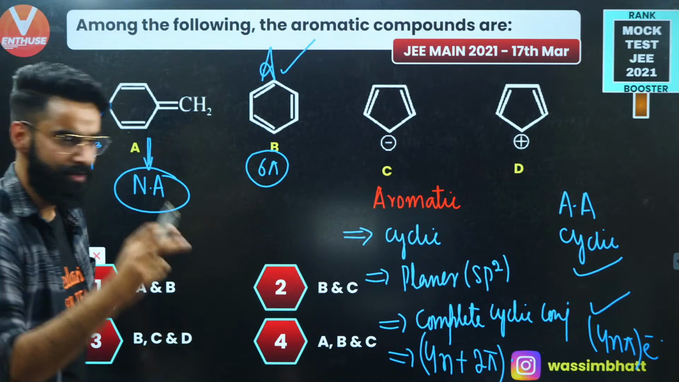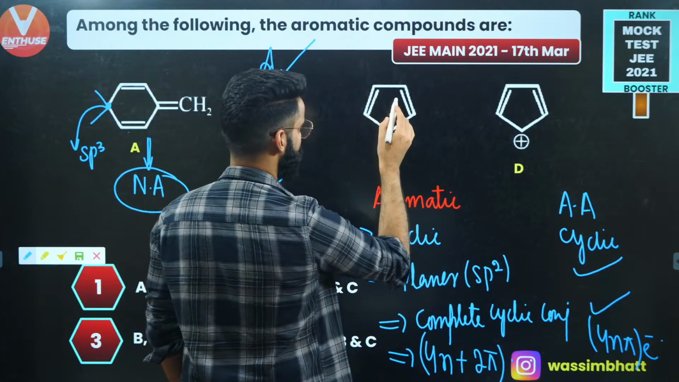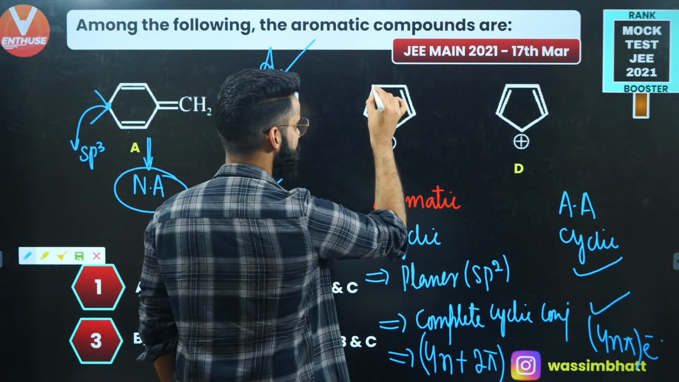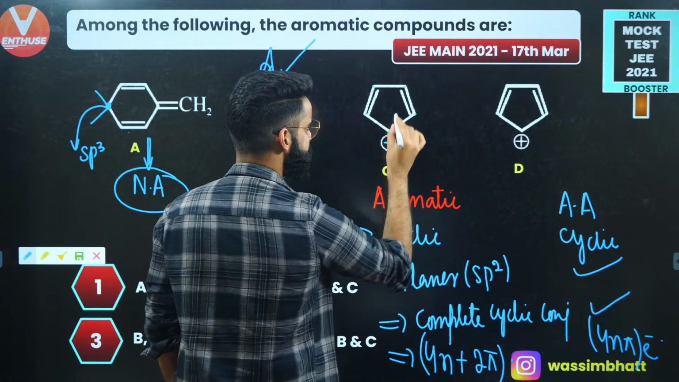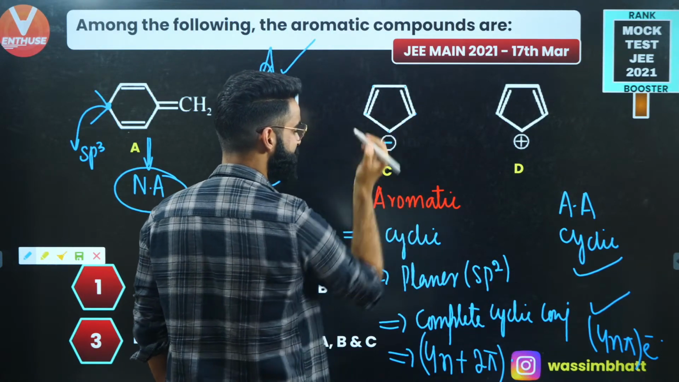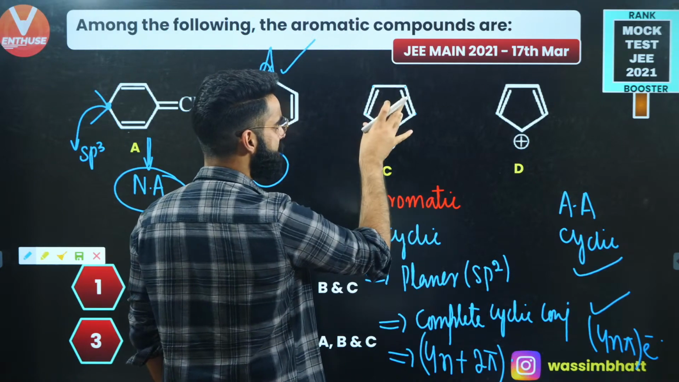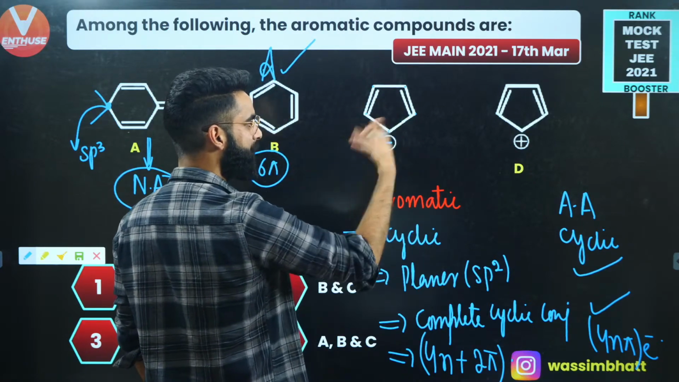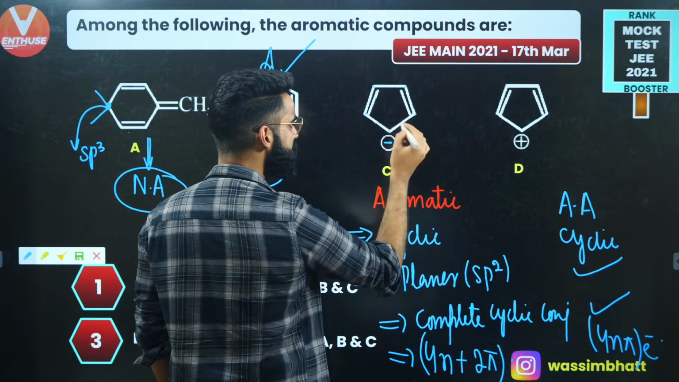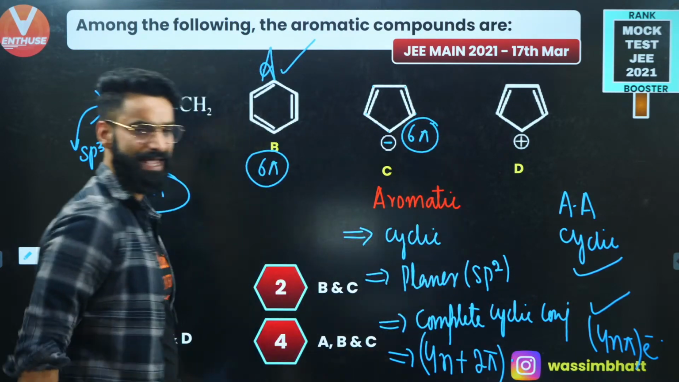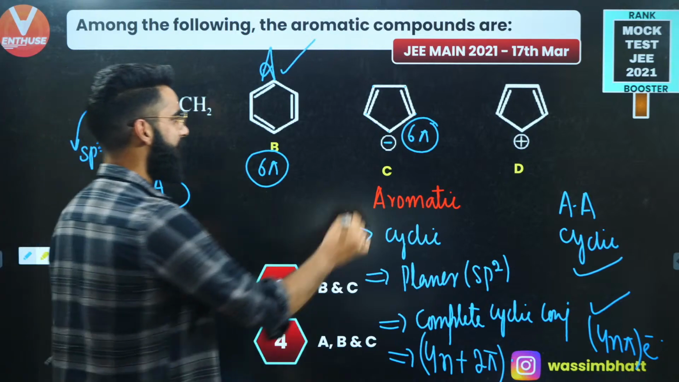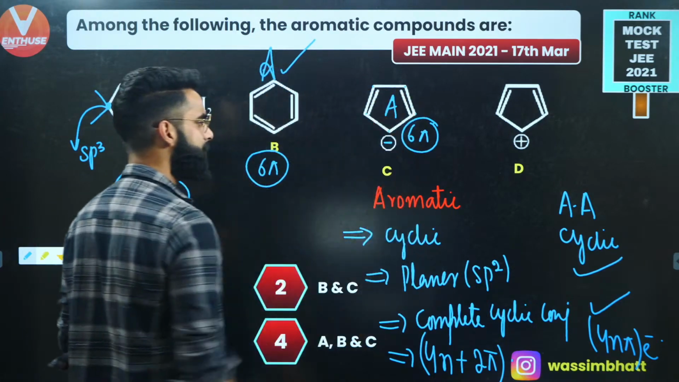Now, if you look at this one, the molecule is cyclic. Every carbon over here is sp2, right? And this negative charge is in conjugation with this pi bond as well as this pi bond, right? And how many pi electrons are involved in the complete cyclic conjugation? 2, 4, 6, right? So 6 pi electrons we have which are involved in the complete cyclic conjugation, right? So absolutely it's again going to be aromatic.